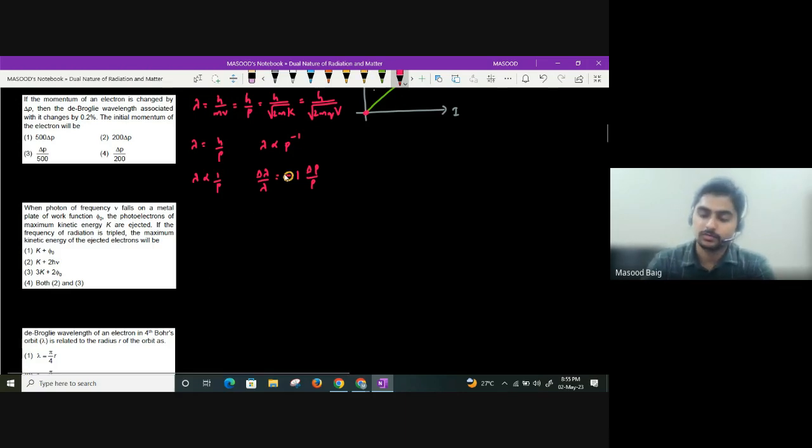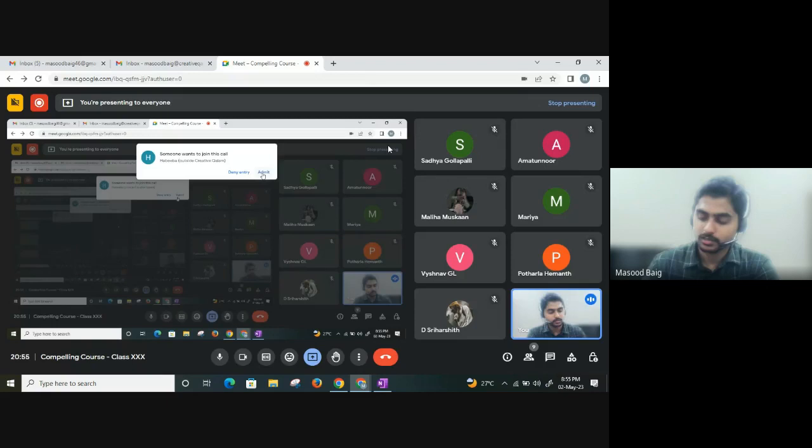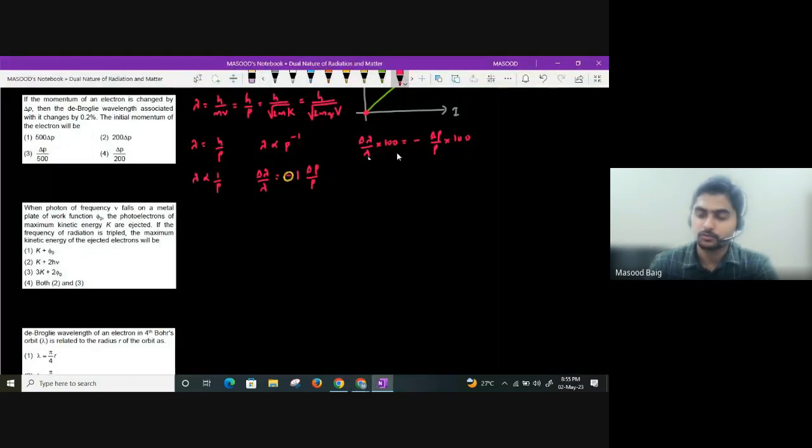So what they have given, suppose from here, delta lambda divided by lambda into 100, you will get as minus of delta p divided by p into 100. If the momentum of an electron is changed by delta p, they are saying by how much, what will be the initial momentum again. So what are we going to get? What is this given as? 0.2%. So I can write 0.2 will be minus of delta p by p into 100.